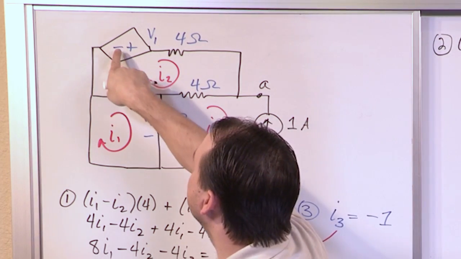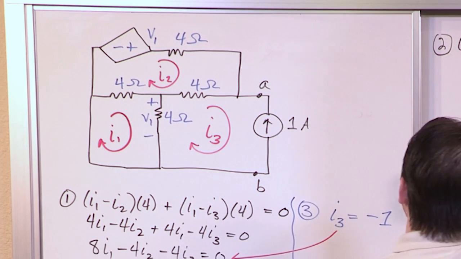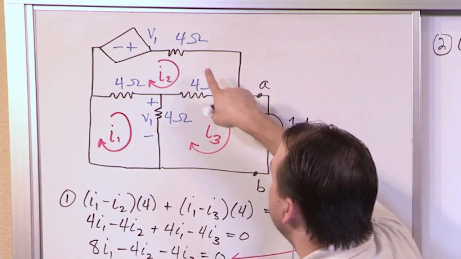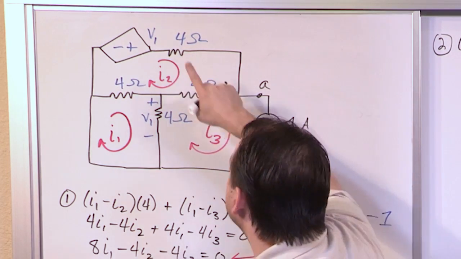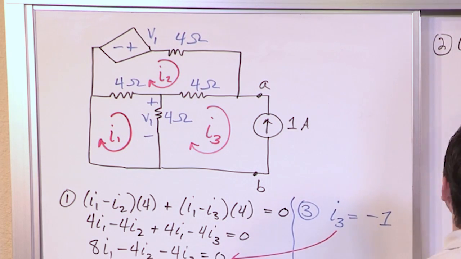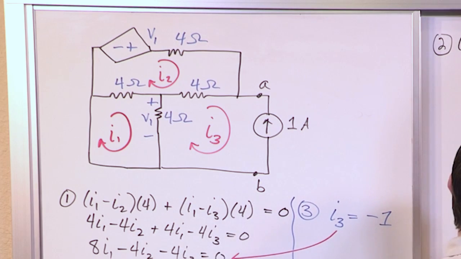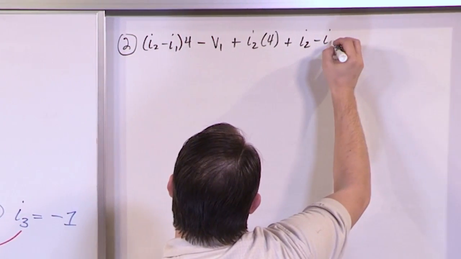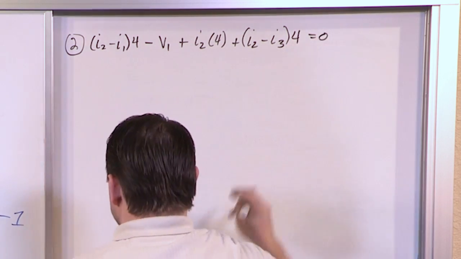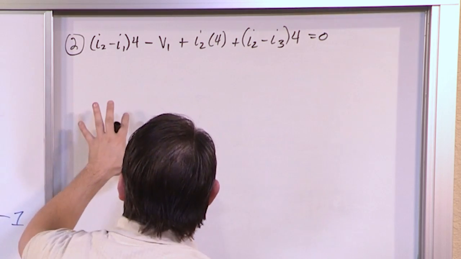And then when we get up to this source, we're going from negative to positive. So it's not a voltage drop, that's a voltage rise. So we treat that as a minus V1. And then when we get to the 4 ohm resistor, it's just I2 times 4. So that's a plus I2 times 4. And then when we get down to this 4 ohm resistor, it's I2 minus I3, so I2 minus I3 times 4. And all of that's equal to 0. So that's our equation.